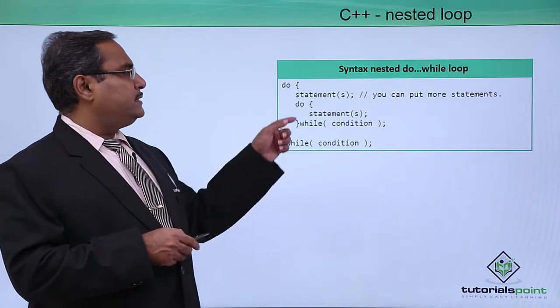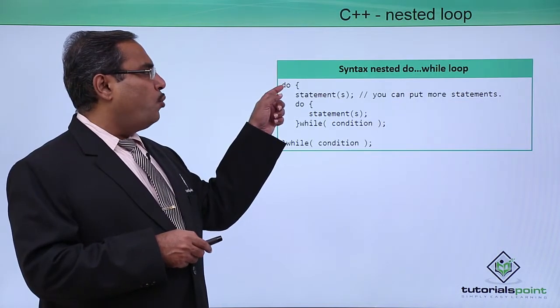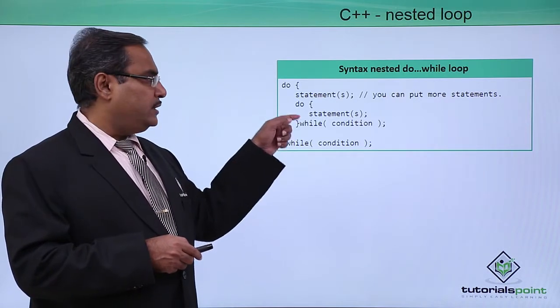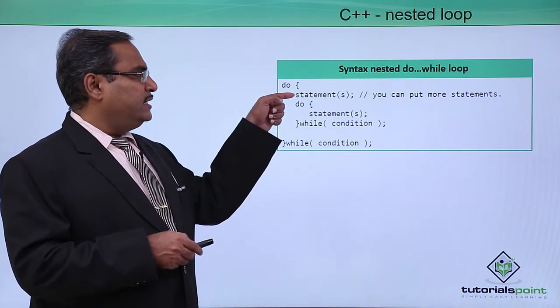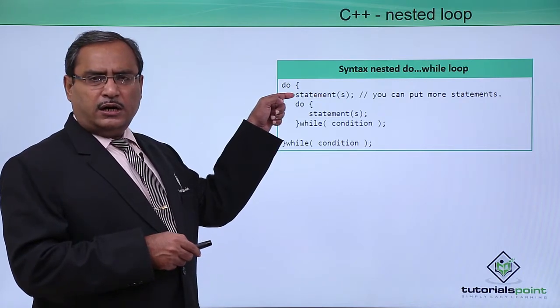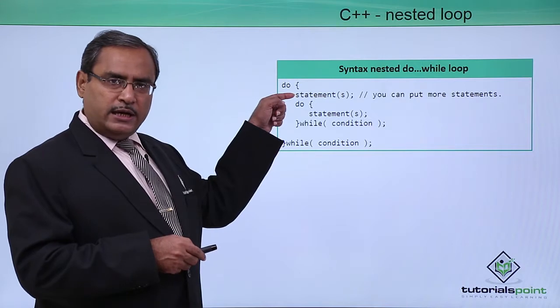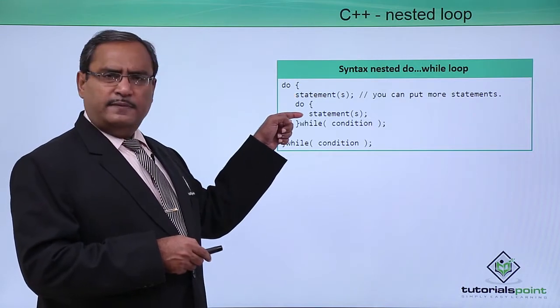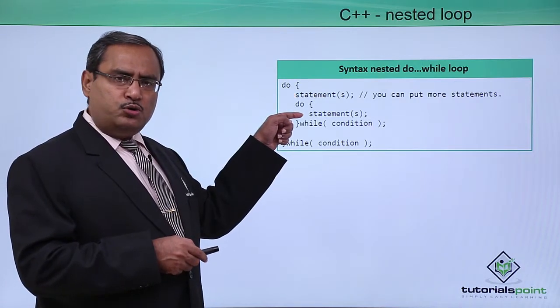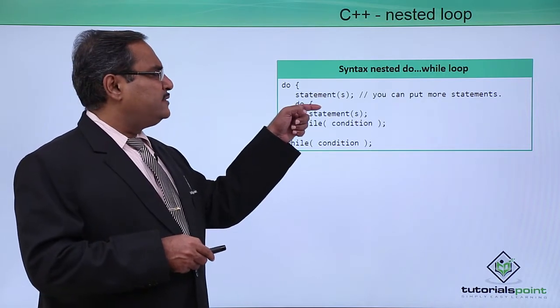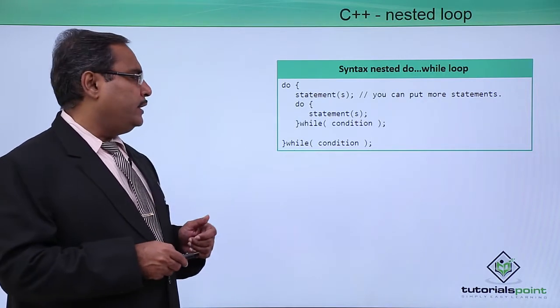If you go for this, here we have two do while loops nested. In the first case, these are inside of the outer do while loop but outside of the inner do while loop. They are inside of the outer as well as inner do while loops. So these statements will get executed accordingly.